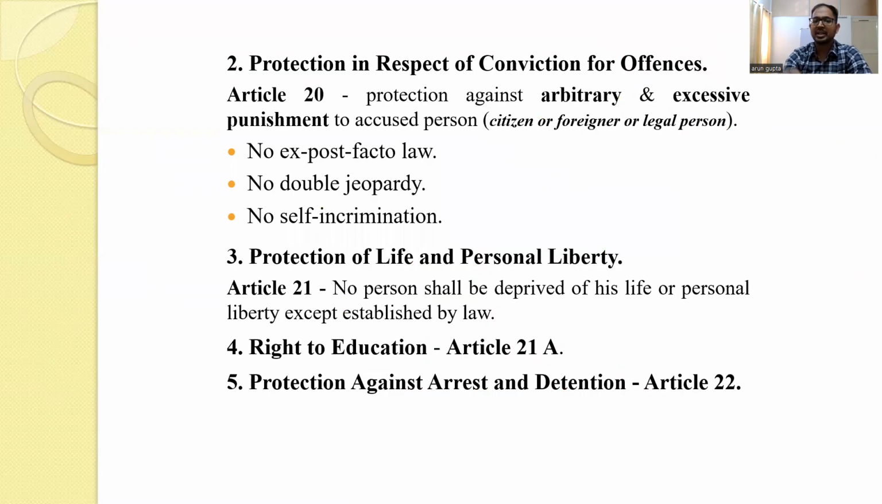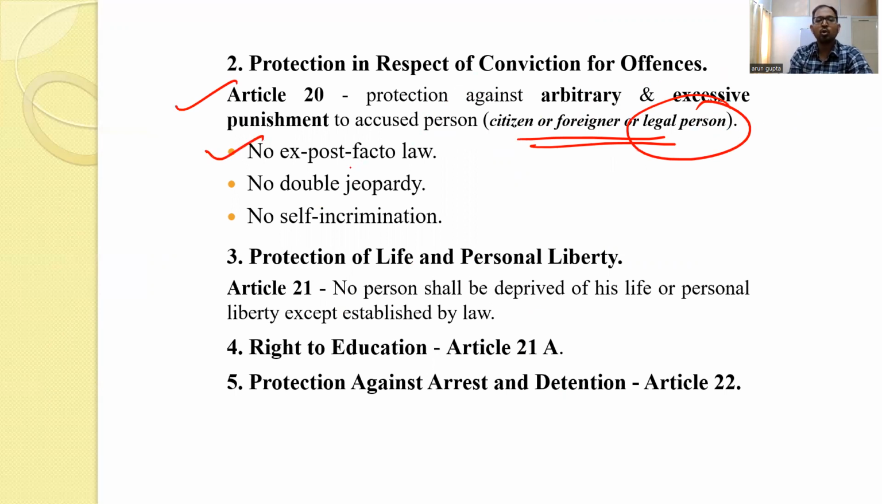Moving ahead, Article 20, protection in respect of conviction for offenses. So Article 20 states that there is protection available against arbitrary or excessive punishment to an accused person, citizen, or foreigner, or even any legal person. What is a legal person? We'll again be talking about it.